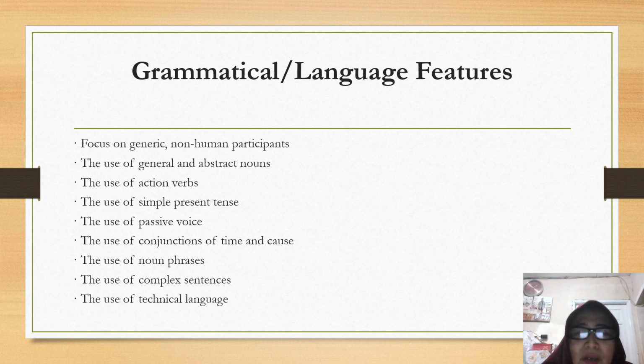So in English, there are two kinds of language: technical language and non-technical language. Technical language is learned by both natural and social science students, whereas non-technical language is usually learned by students who study or major in the language department.